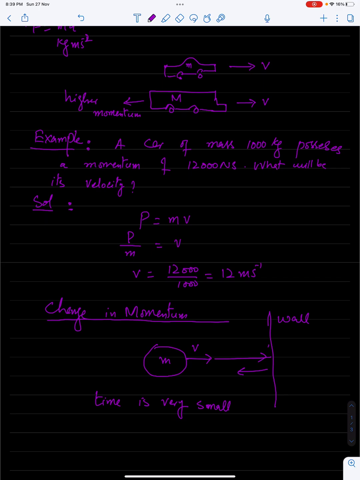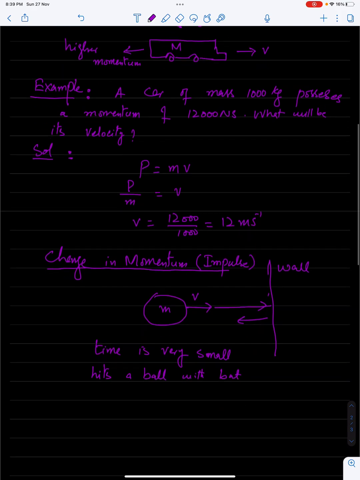Similarly, if a cricketer hits a ball with a bat, in this case as well, the ball will have momentum and the bat as well. So when they collide within a very short span of time, in milliseconds or a hundredth part of a second, there will be a change in momentum, right? So basically we are talking about this change in momentum. Since this happens in a very short interval of time, this is also called impulse, right? Impulse is the change in momentum.